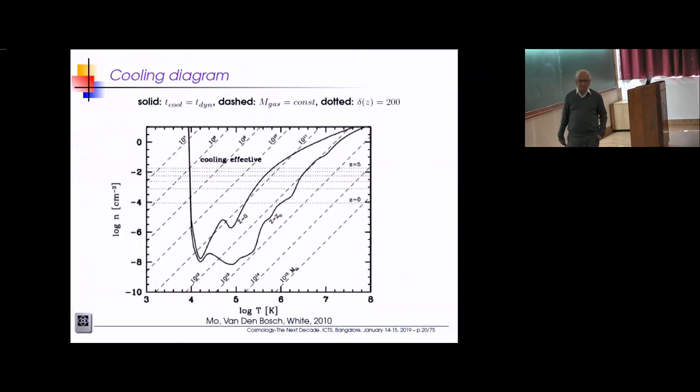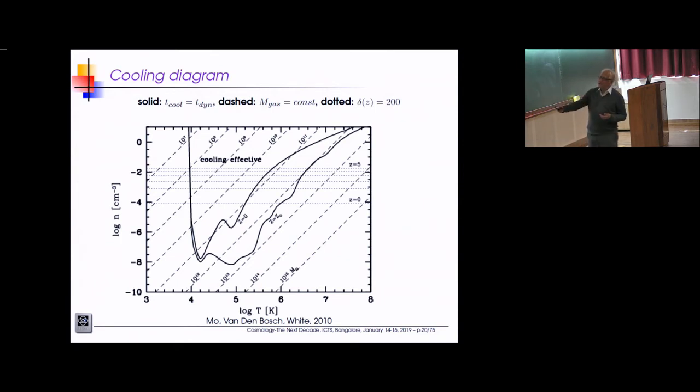You can draw this fantastically complicated diagram, which is also taken from Mo, van den Bosch, and White. The first time I saw this diagram was in a paper by Rees, Primack, Blumenthal, something like 1984. And at that time, Paddy and I were trying to understand all this stuff. And we spent a lot of time on what the hell is this thing?